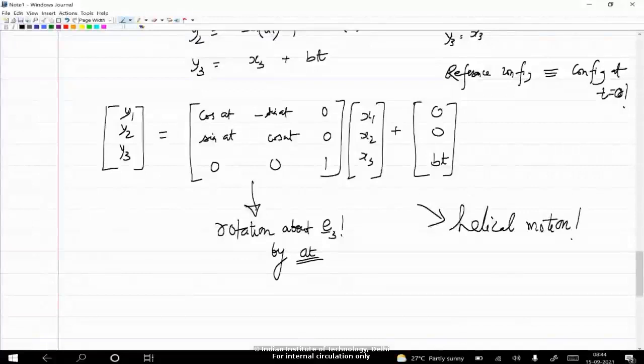Now, if in this case I ask you to find out what is divergence of V dot, this is what the question is here. Divergence of V dot, and the other one is divergence of velocity and then dot. What are these quantities?